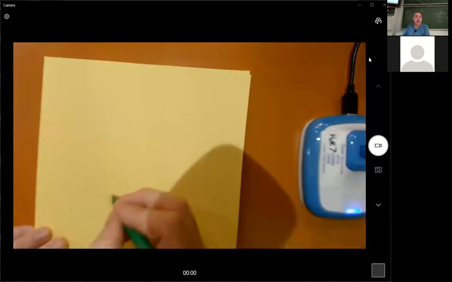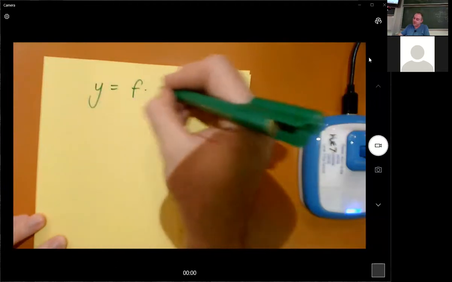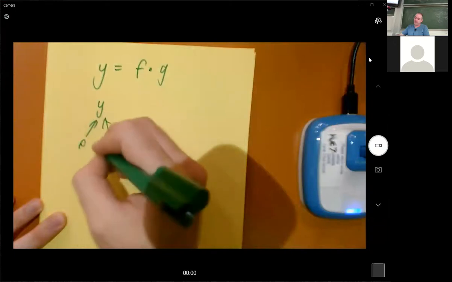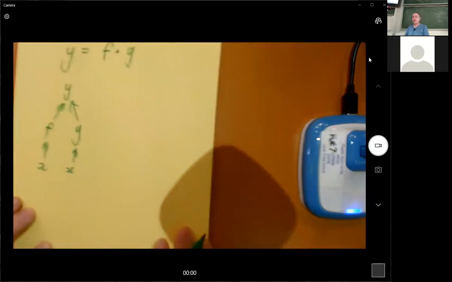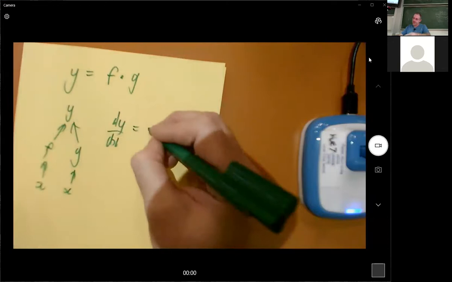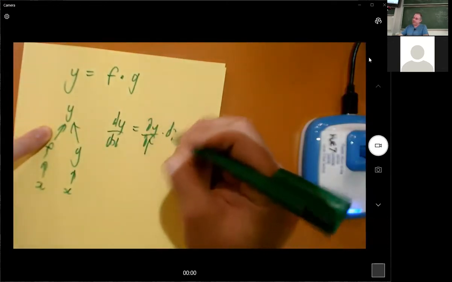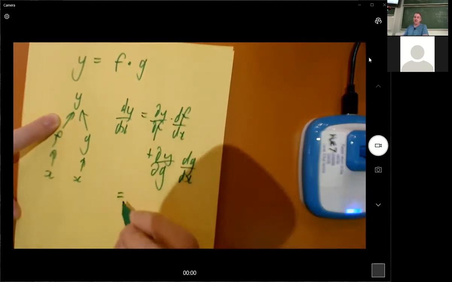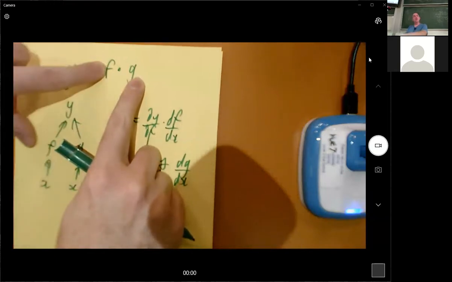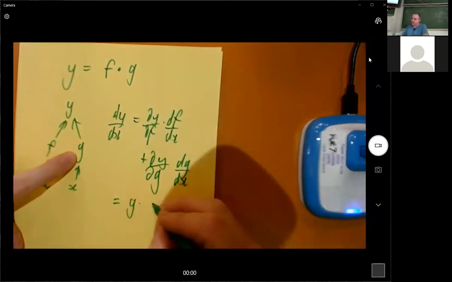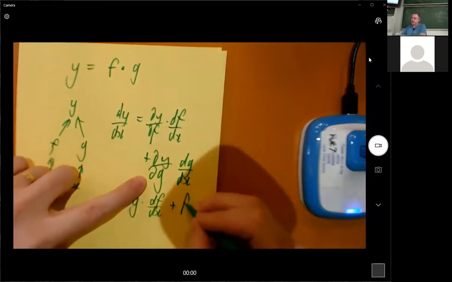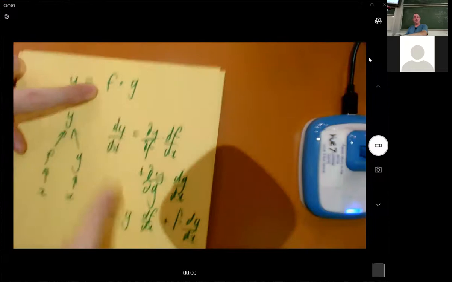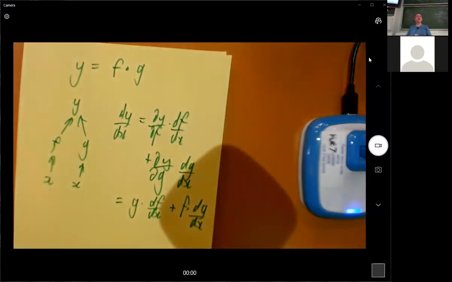So what if I had a function that was two other functions of x multiplied together? And then y is a function of f and g, and f and g are functions of x. Then dy on dx would be dy on df times df on dx plus dy on dg times dg on dx. And dy on df is g, because you keep the f constant and the g is like an x. And dy on dg is f. Ta-da! Product rule. The derivative of f times g is g times the derivative of f plus f times the derivative of g.